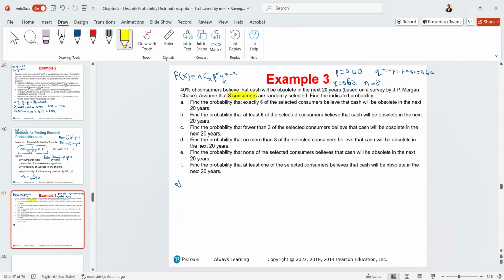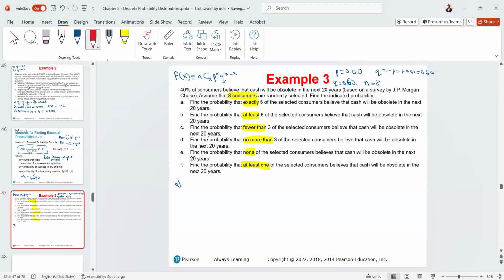Okay, I've randomly selected. Randomly means it's very important to see this because everyone has the same probability of choosing. Find the probability of that exactly. These keywords are so important. You see exactly, you see at least, you see fewer than, you see no more than, you see none. At least, so those are keywords you need to know for inequality.